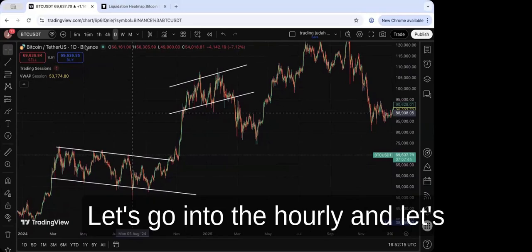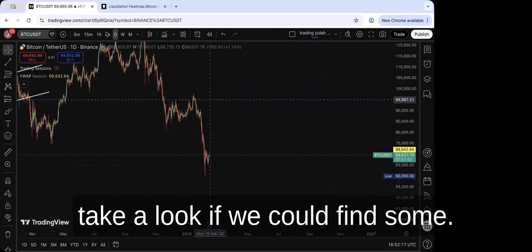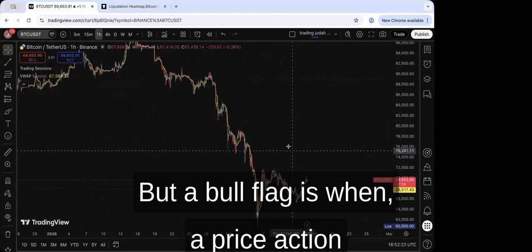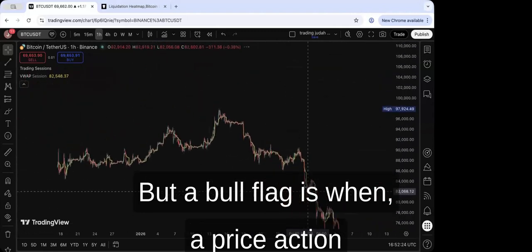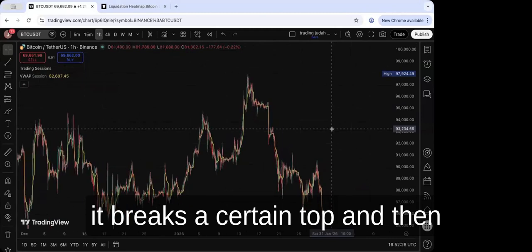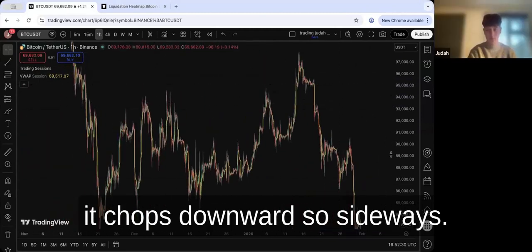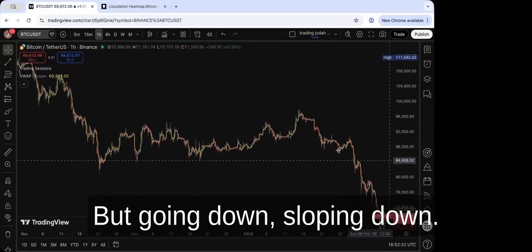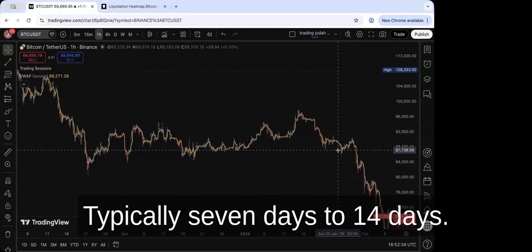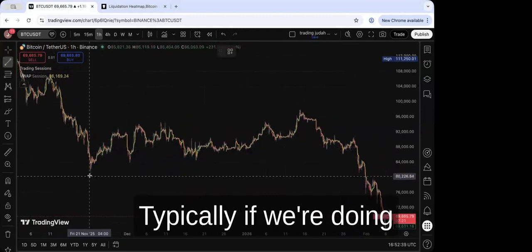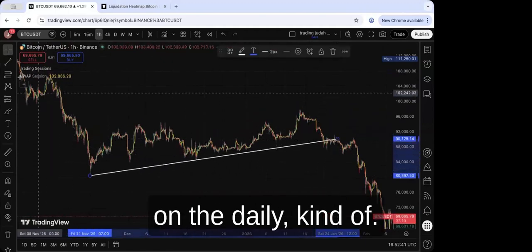Let's go into the hourly, and let's take a look if we can find some. A bull flag is when price action goes to a certain top and breaks it, and then it chops downward, sideways but sloping down. Typically, 7 to 14 days, that thing takes off, if we're doing it on the daily.